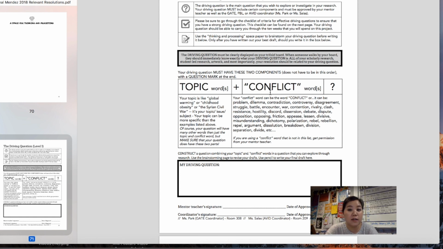You can use the word conflict, or you can use the word problem, dilemma, contradiction, controversy, disagreement, struggle, battle, encounter, war, contention, rivalry. There's so many words here. And you know what? If you find a word that means conflict, but it's not in this list, just ask your mentor teacher if you can use it. And if they say yes, then you can use it. We want you to use words that invoke conflict, but you don't have to actually use the word conflict, because how boring would it be if every single symposium project had the same word in their driving question, the word conflict. Plus, not all conflicts are equal and some are better described with other synonymous words.